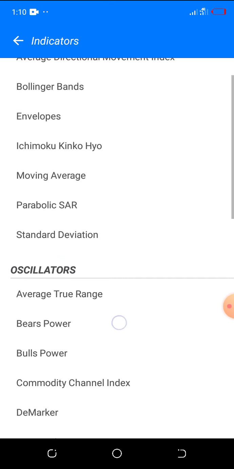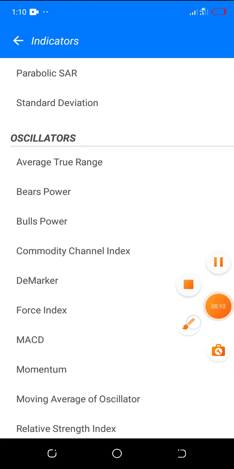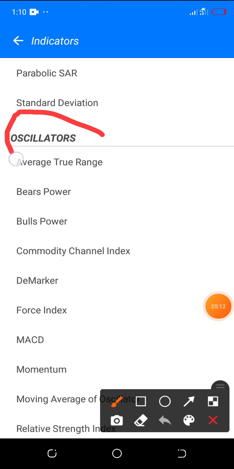So the second one is oscillator. Now what oscillator does is, oscillator is actually good in a ranging market. So this one actually shows you the amount, all right, of the price that is actually in the market. For example, look at this Bear Power. It is talking about the quantity of bearish traders or bearish price.